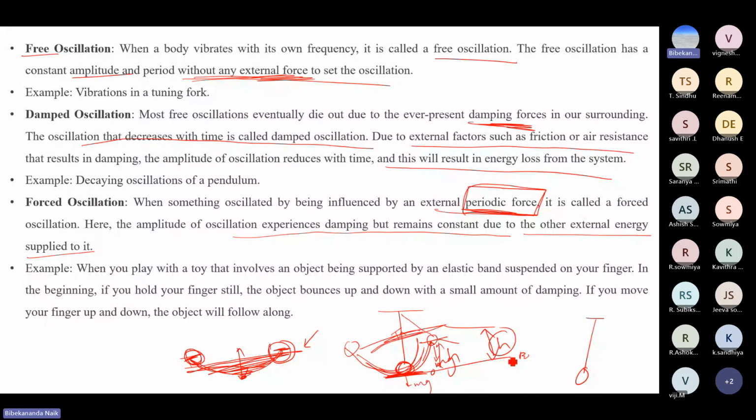If you move your finger up and down, this movement of the finger is the periodic force which we are applying, and the object bouncing up and down is the oscillation. So if the frequency of the object bouncing up and down becomes equal to the frequency of the finger, that is the frequency of the periodic force, then your object will follow along.